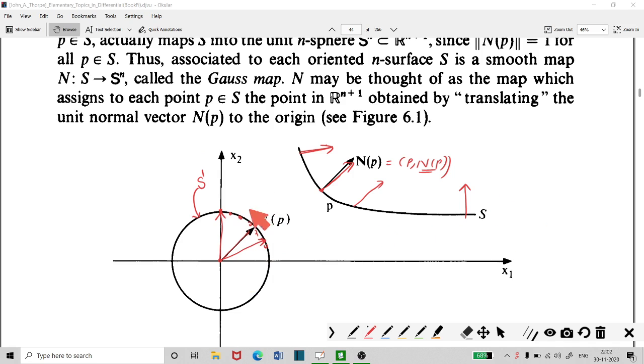So this gives the idea, or measurement, of the curviness: how this normal changes as we move along this S. That is the idea of the Gauss map. In some sense this gives the measurement of the curviness of this surface by looking into this unit circle, or unit n-sphere in Rn+1.